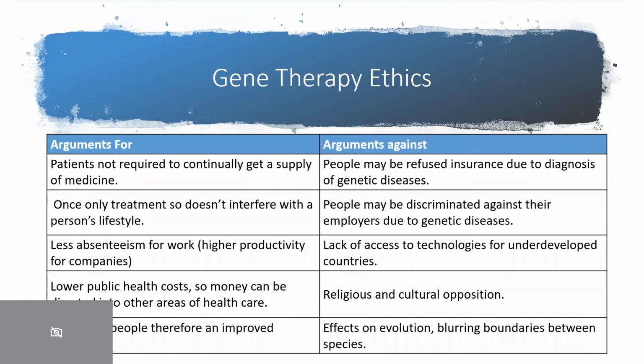Arguments against gene therapy are that people may be refused insurance due to diagnosis of genetic disease. We've touched on that a few times. People may be discriminated against by their employers due to genetic diseases. Lack of access to technology for underdeveloped countries might increase the divide between developed and underdeveloped countries. There's religious and cultural opposition to gene therapy, and it could have effects on evolution, blurring boundaries between species.